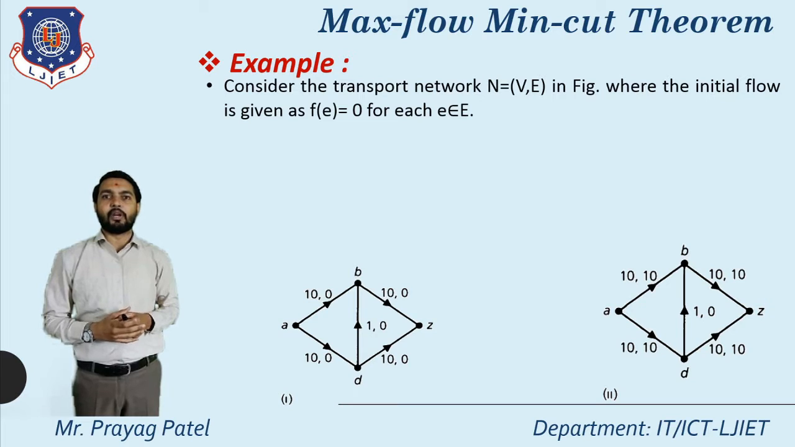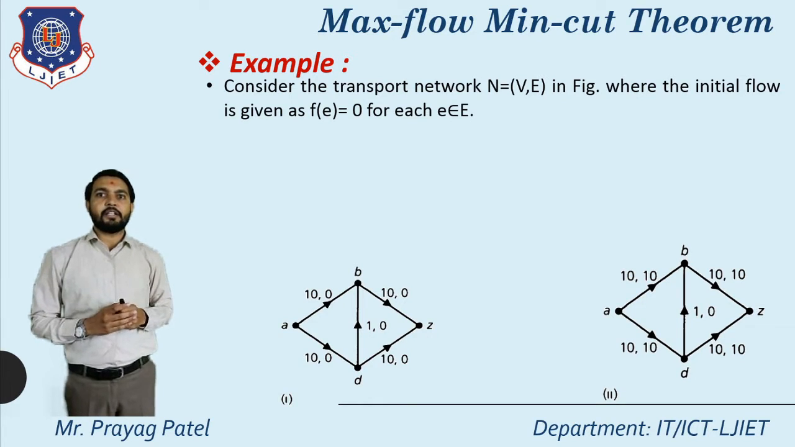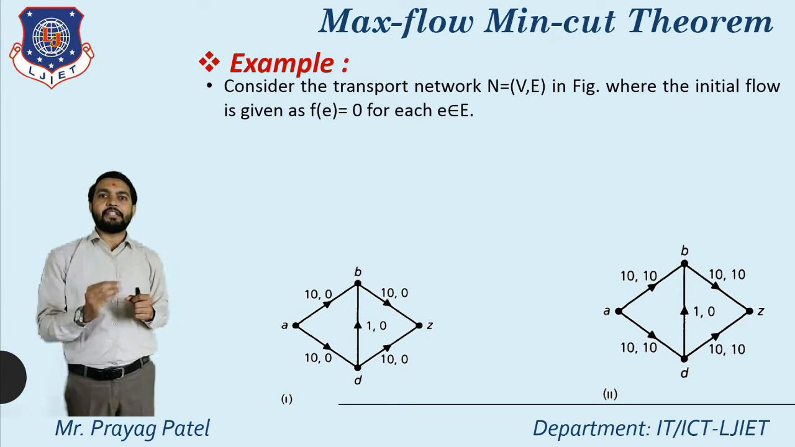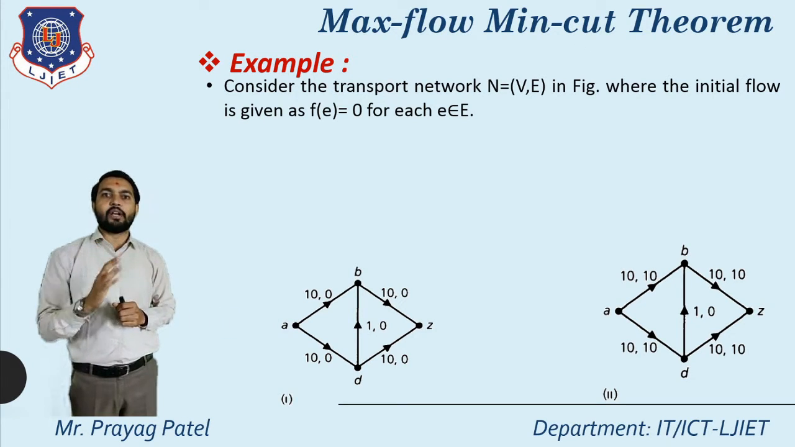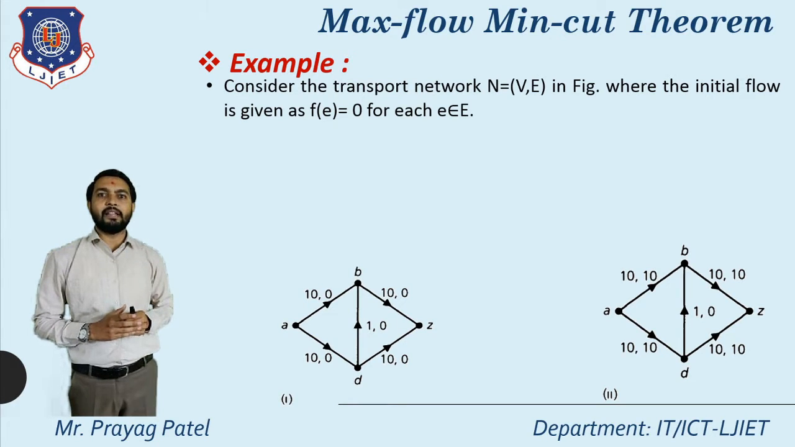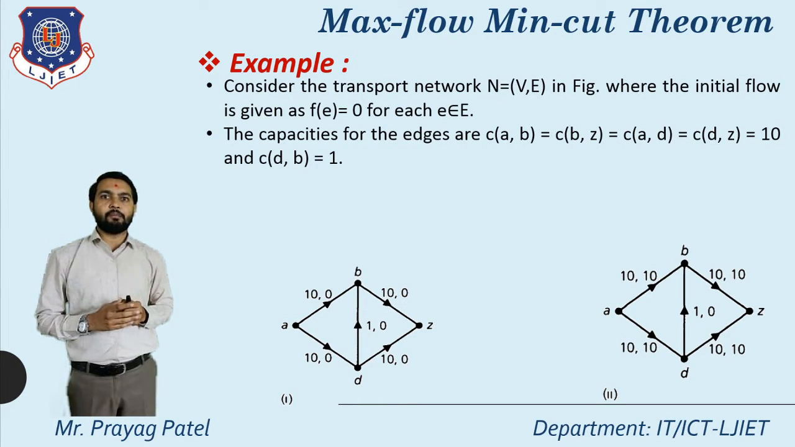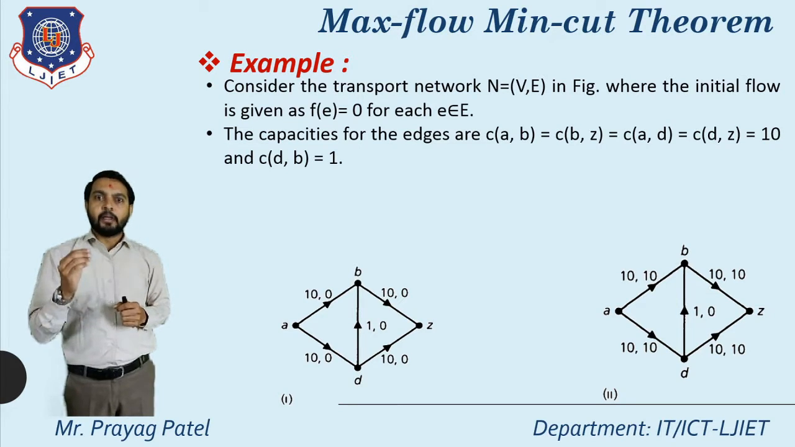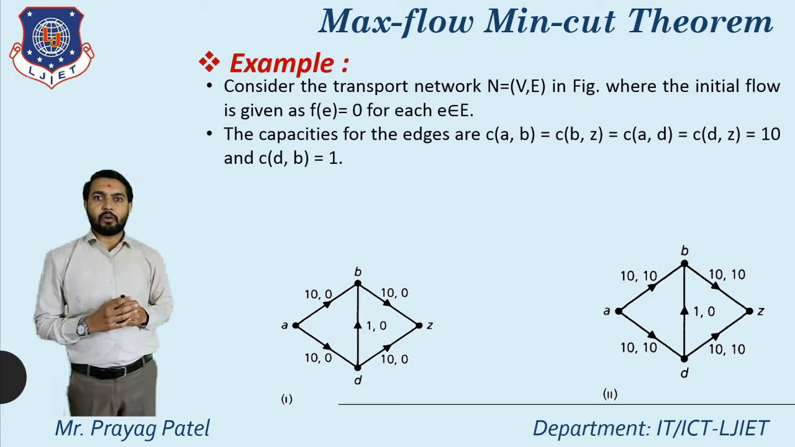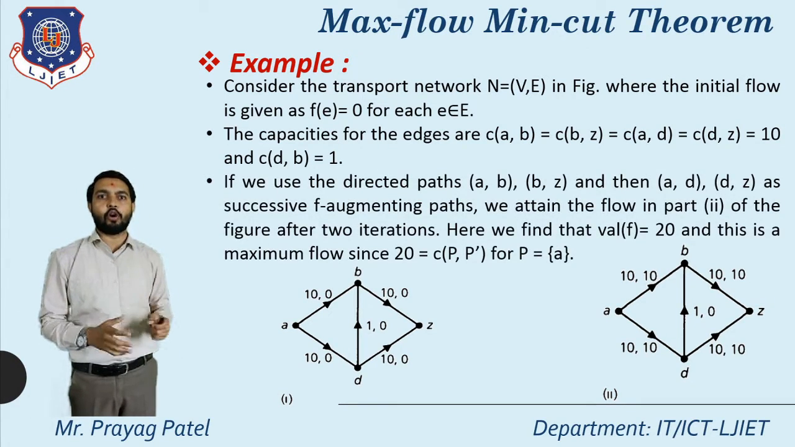See here in this example, consider the network N = (V, E) in this figure, where f(e) = 0 for each and every edge. Here 10, 0 means 10 as the capacity and 0 as the flow. So the initial flow of all the edges is considered equal to 0. The capacities of the edges are: AB capacity 10, BZ capacity 10, AD capacity 10, DZ capacity 10, and D to B capacity 1. So this is the given capacity for the network and flow equal to 0 for all edges.